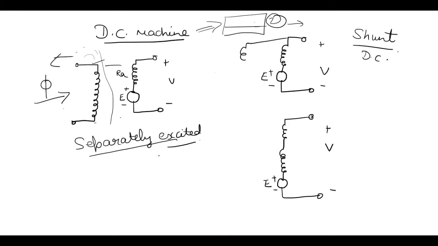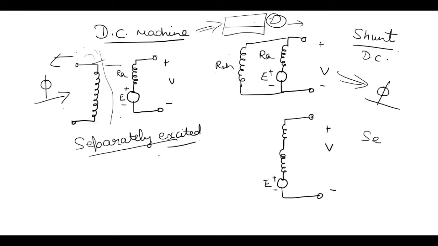Here the field winding is connected to the main winding like this. So this is a shunt winding and this is an armature winding. Except for a few cases, here also the flux is constant.